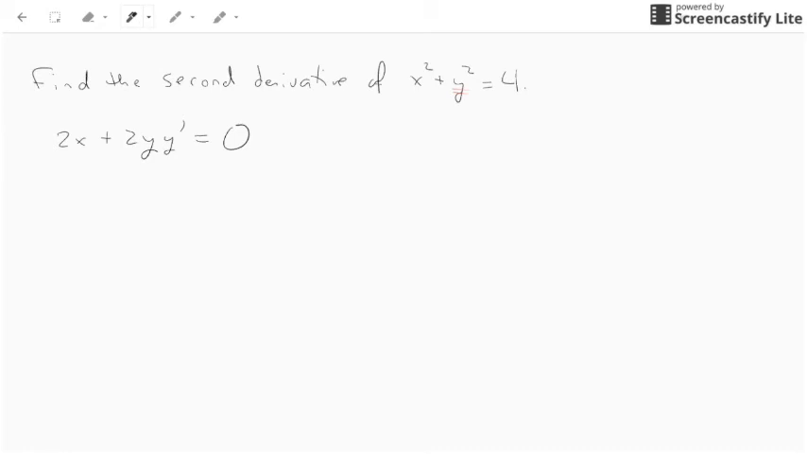Anyway, so here we go. Now what I'm going to do here is isolate the y prime. So I'm going to move the 2x over, and divide by 2y. I'll do that in steps here. So 2y prime is going to equal negative 2x. And then I'm going to divide by that 2y, and I will get that y prime is going to equal simply negative x over y.